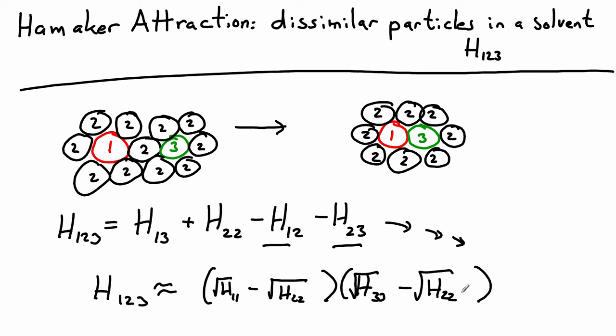And if we look at this, we can see there's no reason why this number has to be positive. It could be negative, which means that it could be actually repulsive instead of attractive. So this is the first time we've seen repulsive interactions for Hamaker, and it's not necessarily that 1 and 3 are repelling each other, it's that the net effect of all the interactions pushes them apart.